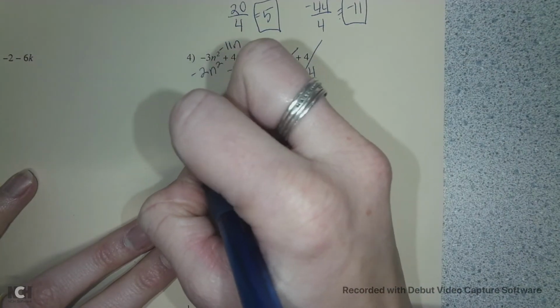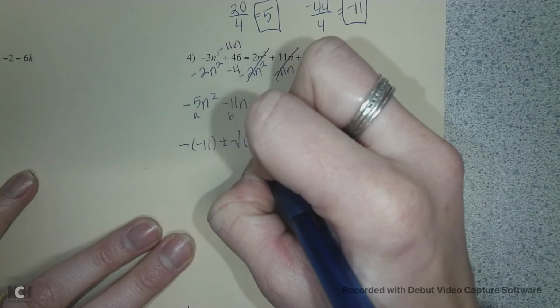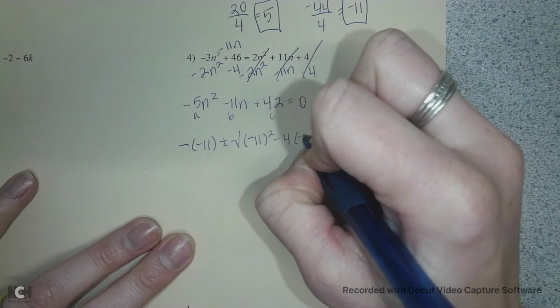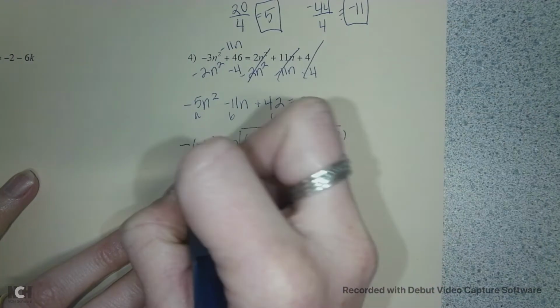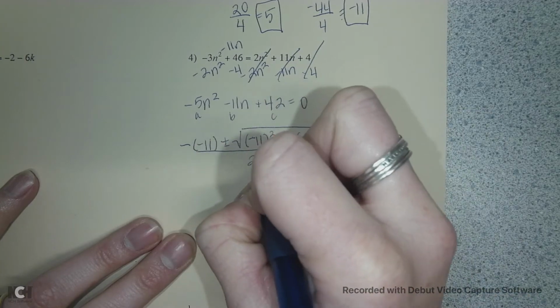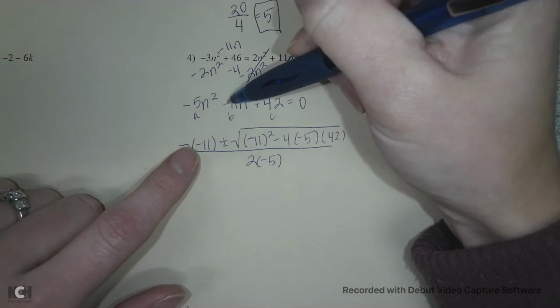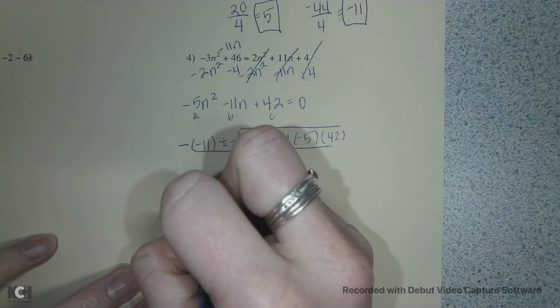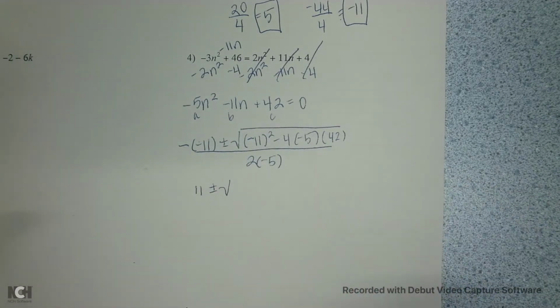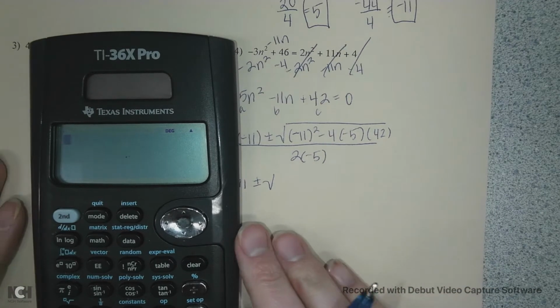x is equal to negative b plus or minus the square root of b squared minus 4ac all over 2a. Okay, remember, when your b is negative, it's a negative negative. So really, I have a positive 11 plus or minus, and then I do my discriminant next, so all that stuff on the inside is scooted over.